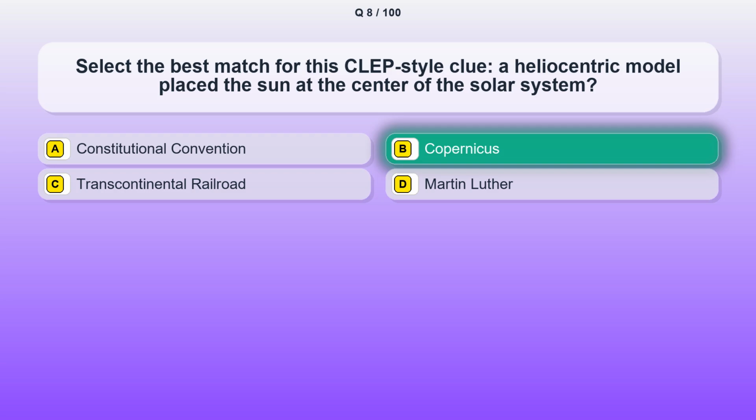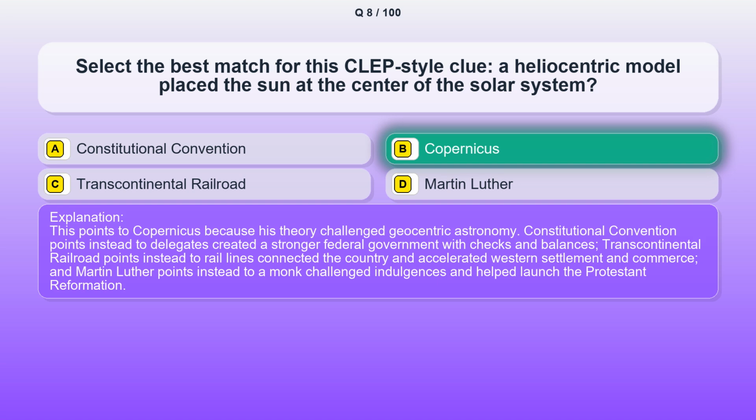The correct answer is option B. Copernicus. This points to Copernicus because his theory challenged geocentric astronomy. Constitutional Convention points instead to delegates created a stronger federal government with checks and balances. Transcontinental Railroad points instead to rail lines connected the country and accelerated Western settlement and commerce. And Martin Luther points instead to a monk challenged indulgences and helped launch the Protestant Reformation.